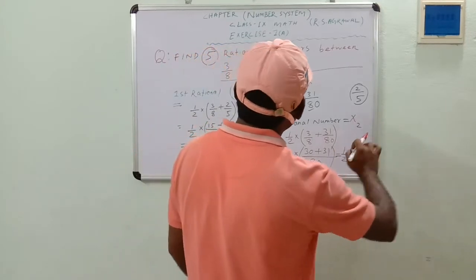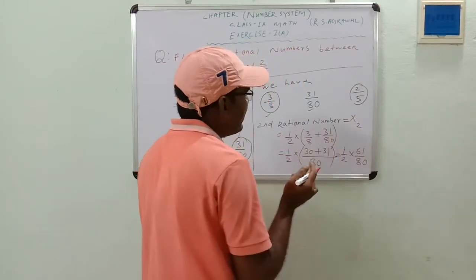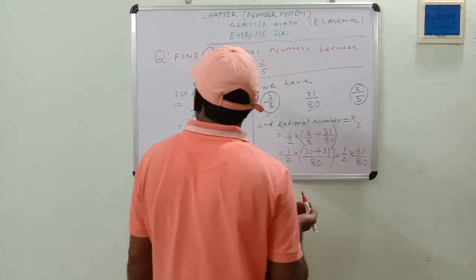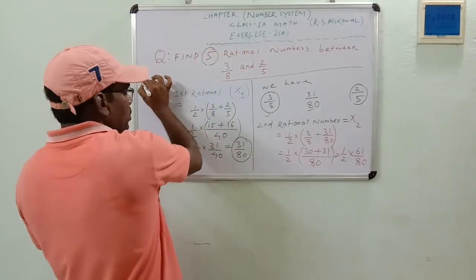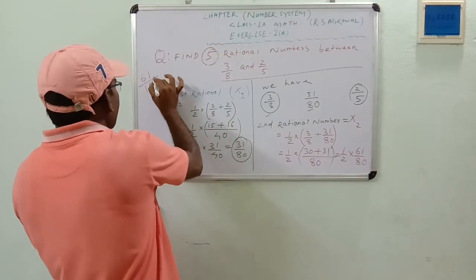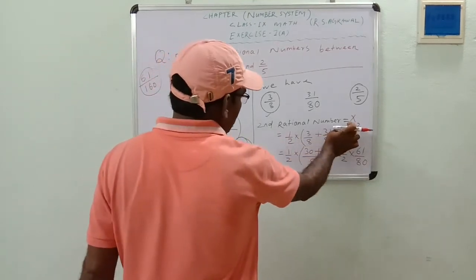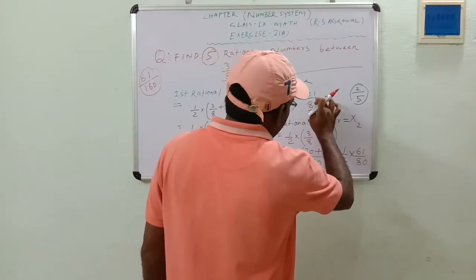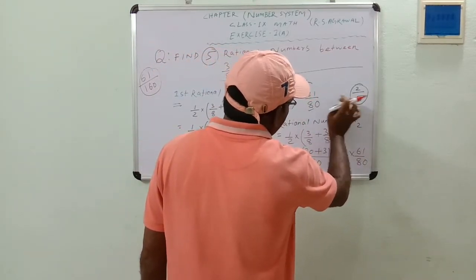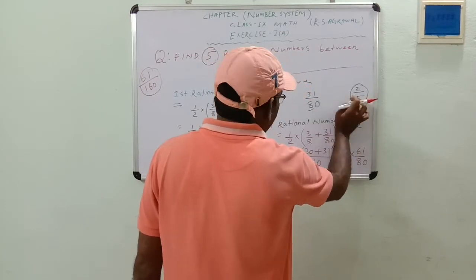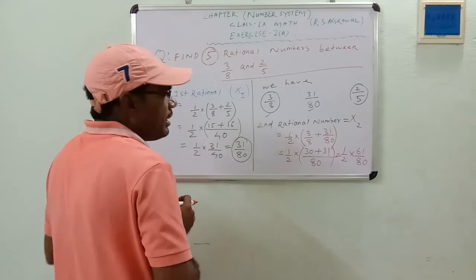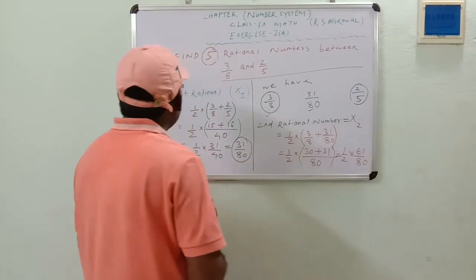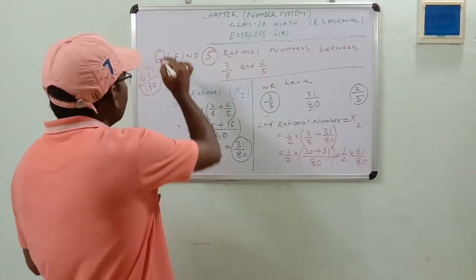There is no space here, so I write here 61 by 160. So it is the second rational number, that is x2. It means 61 by 160 is the rational number between these two rational numbers. So we have, finally, first note it.